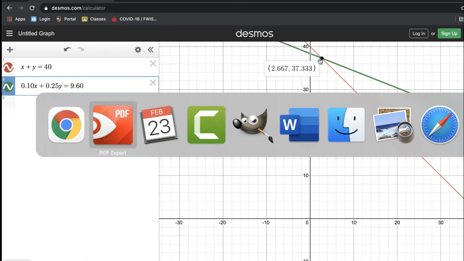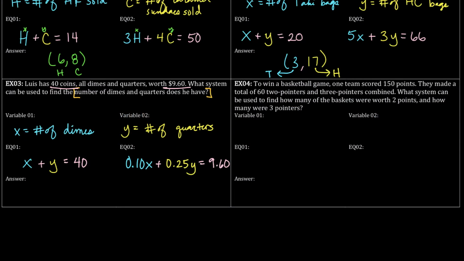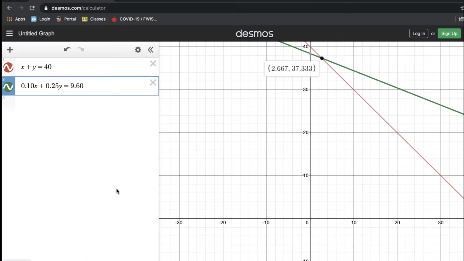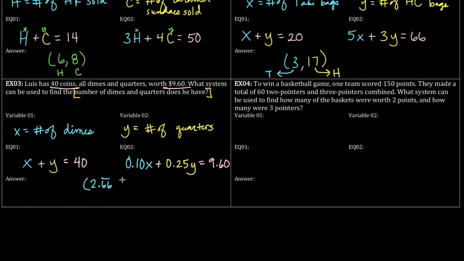2.66 repeating, and 37.33 repeating. And that's the number of quarters. I'll put Q like that. And that is the number of dimes.